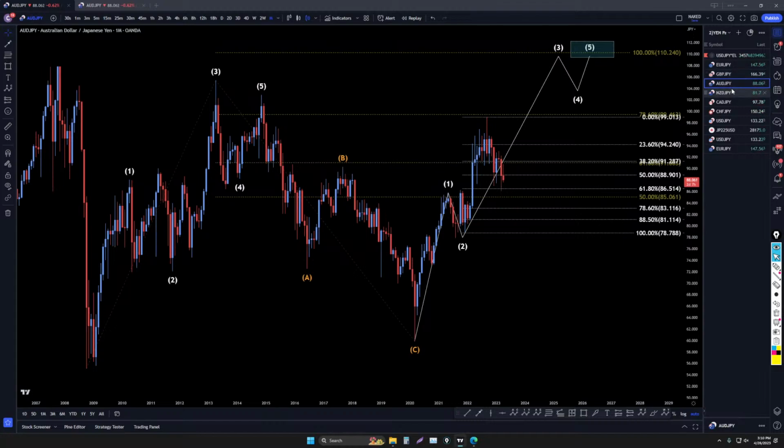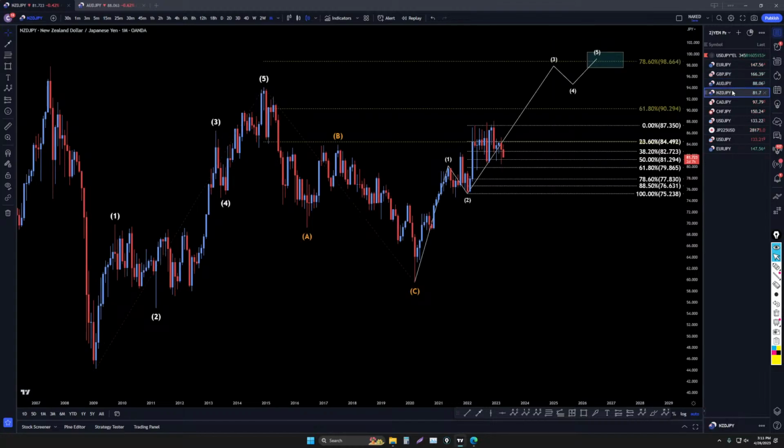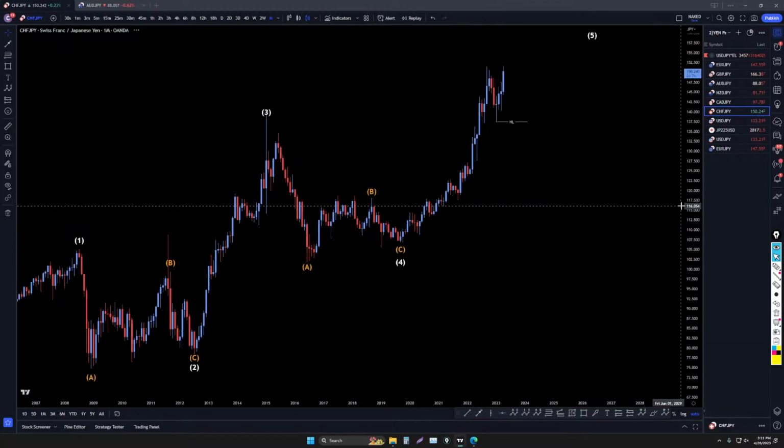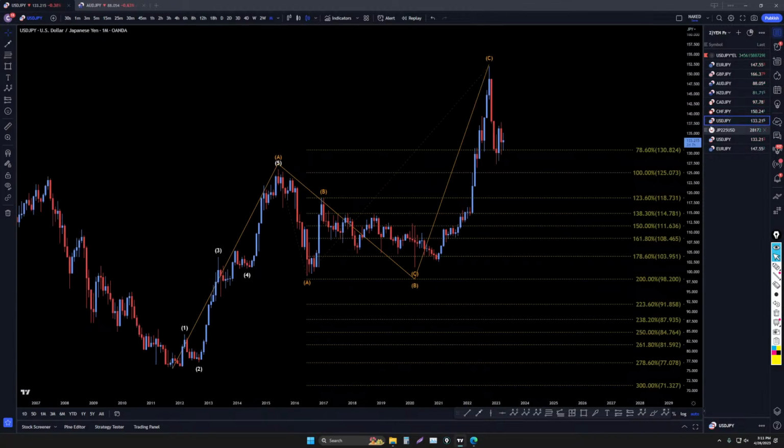The Aussie yen still looks like it's in a crescent. The Kiwi yen still looks like it's in a crescent. Canadian yen kind of looks like it's in a wave 2. Swiss yen is making all-time highs, and I bet it will keep going up. And it definitely makes you wonder about the US dollar yen, because if all the other yen pairs are going up, this one obviously could go up too.